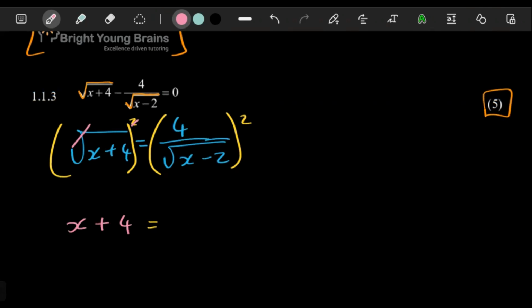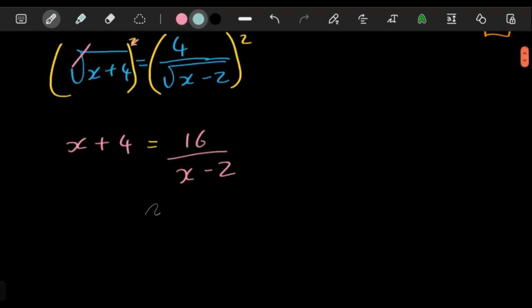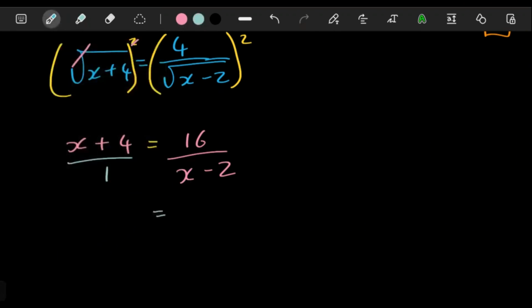Remember, the square goes for the top, which is a 16, and then for the bottom, the square root symbol, if you square it, it will just cancel out. So here you have x minus 2. That's obviously going to be worth a mark. And then now you can cross multiply, because a fraction on one side and a fraction on the other side, you might as well just cross multiply. 1 times 16 is 16, and then these two multiplied by each other, it's just going to be 2 brackets next to each other.